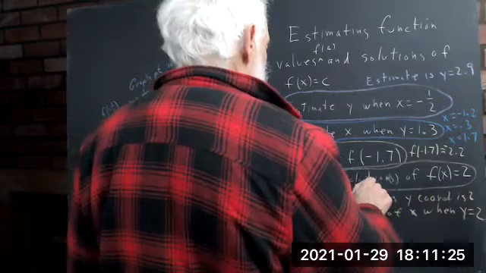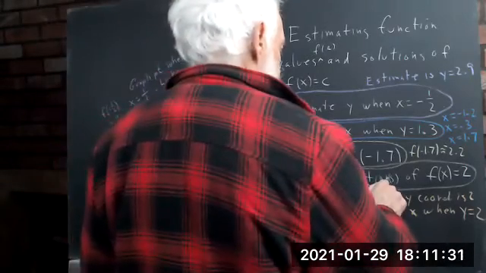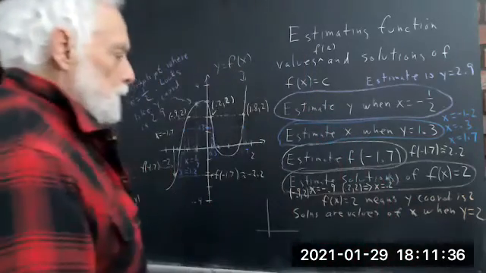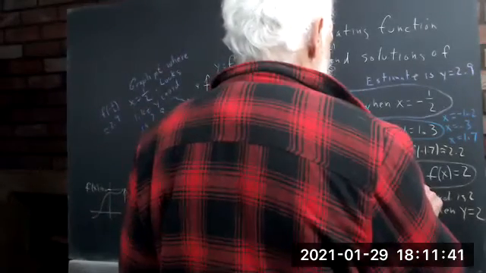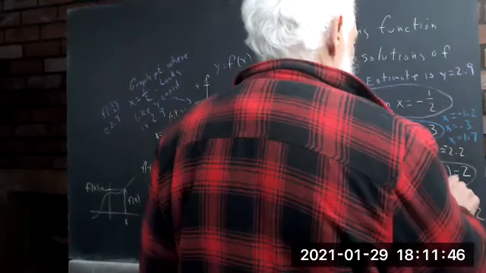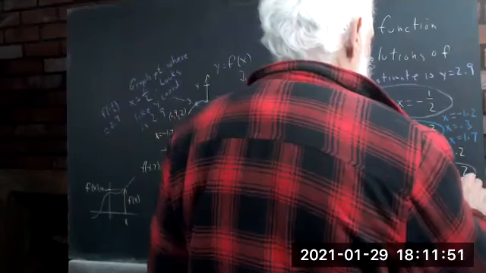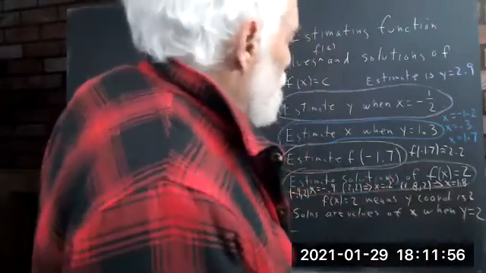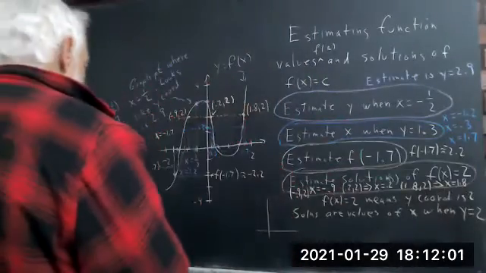0.22 implies that x equals 0.2, and 1.82 implies that x equals 1.8, and these are the solutions of f of x equals 2, the values of x for which f of x equals 2.